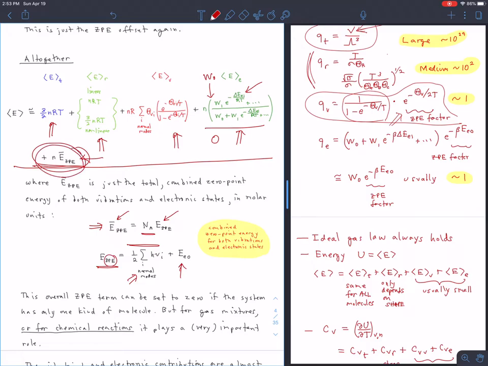So that's always there, and a lot of times it can be set to 0. If you've only got one kind of molecule in your system, you can set this to 0 and just ignore the zero-point energy. But again, when we're doing chemistry, by definition, in those cases, you have more than one molecule around, and then you've got to keep track of those zero-point energies.